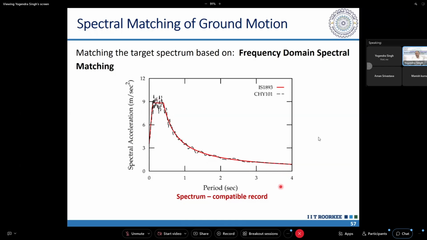But in many cases, our selected response spectrum may be far. Even if we have taken 3 ground motions, the best 3 ground motions which we are able to get may be far away in shape from the target response spectrum. Even if we do time domain scaling, we are not getting a very good fit. In that case, we have to go for frequency domain spectral matching, and a number of software packages are available for that. I will give you a list of those software also.